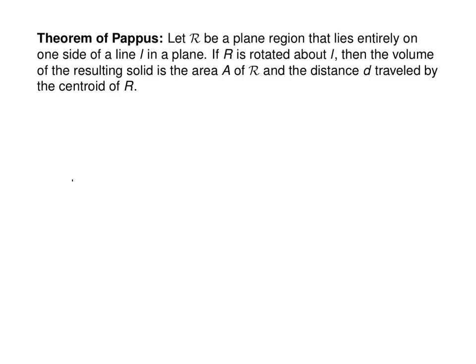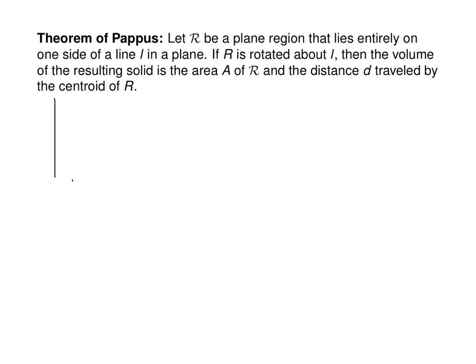Centroids can also be used to find areas of a plane region. So this is the Theorem of Pappus. It says that if R is a plane region that lies entirely on one side of a line L in a plane, and if R is rotated about L, then the volume of the resulting solid is the area of R multiplied by the distance traveled by the centroid of R.